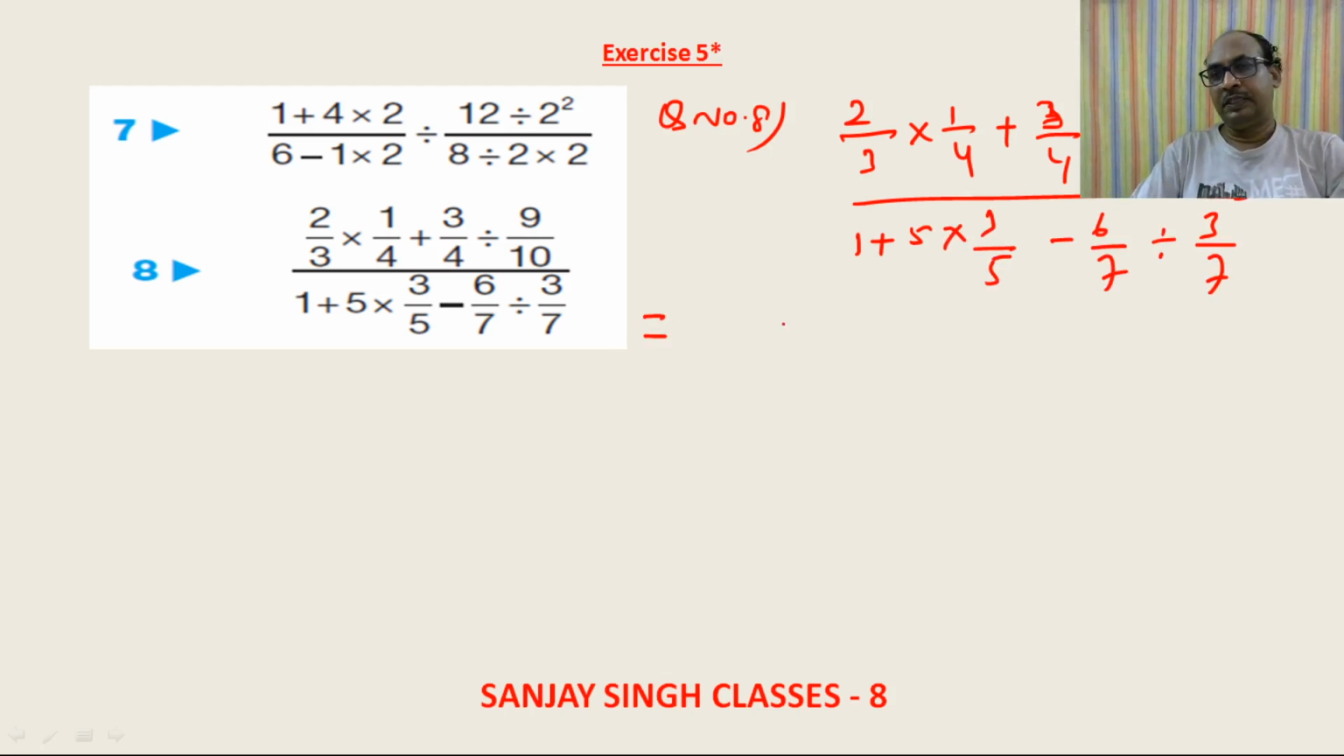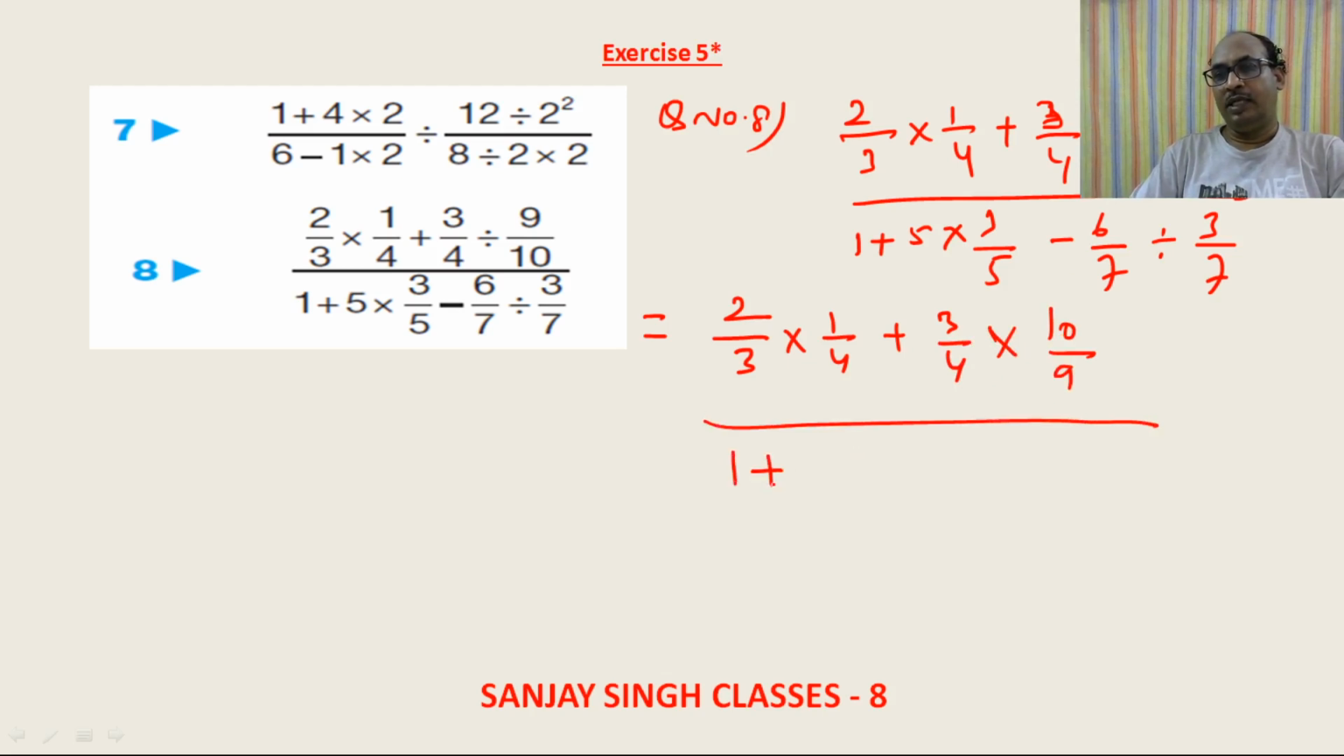Now, 2 by 3 into 1 by 4 plus 3 by 4, this division we will be converting into 10 by 9 divided by 1 plus 5 into 3 by 5 minus 6 by 7. This division we will convert into multiplication and the following number will become its reciprocal, so 7 by 3.